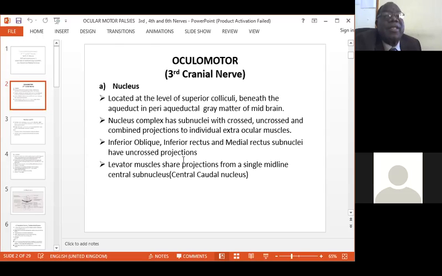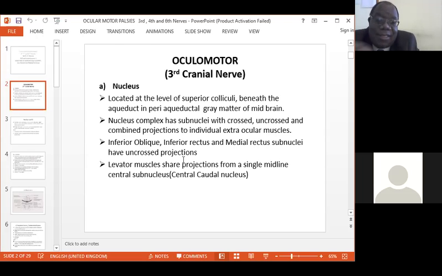So inferior oblique, inferior rectus, and medial rectus subnuclei have uncrossed projections. In other words, for these subnuclei on the left side, the fibers from there go to innervate muscles that are on the left side. That's the meaning of uncrossed. While the levator muscles share projections from a single midline central subnucleus. Some other nucleus will cross over to innervate muscles on the other side.